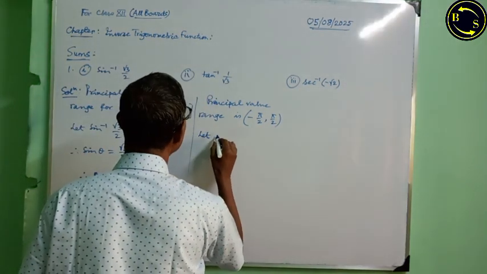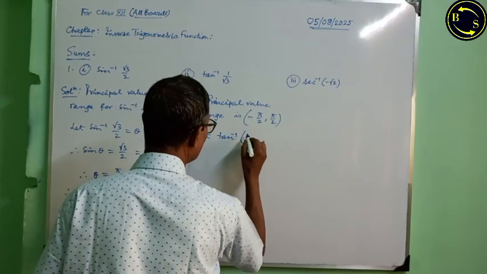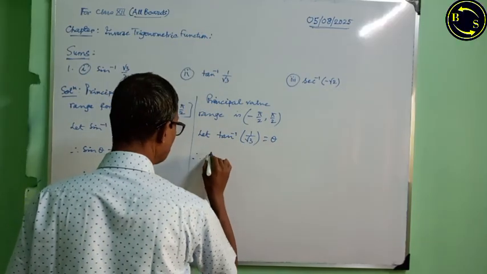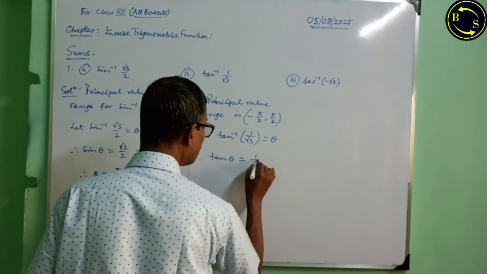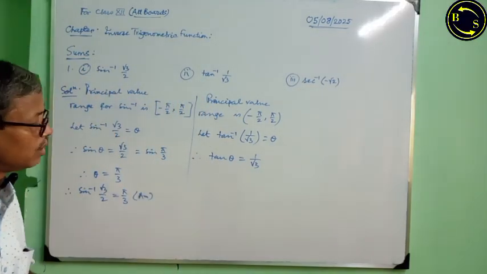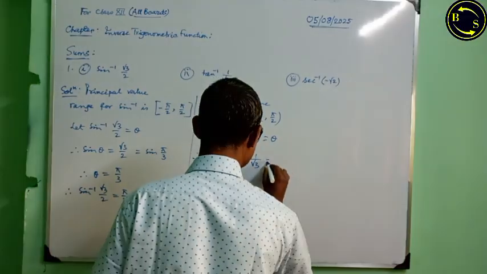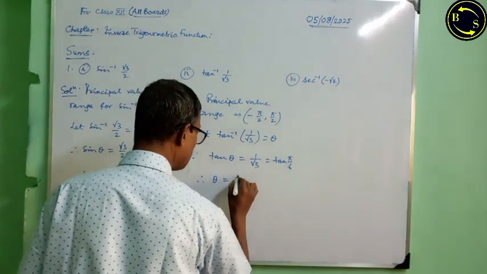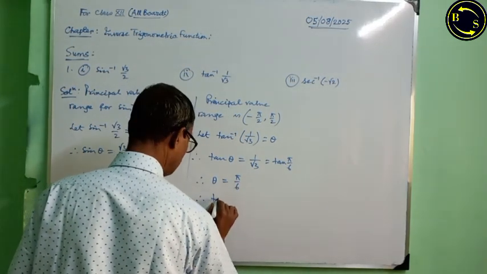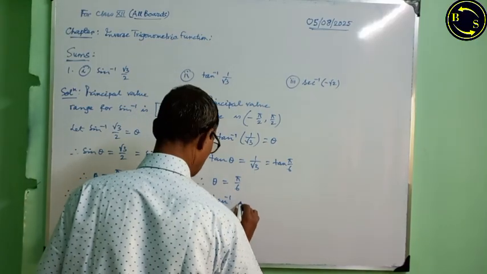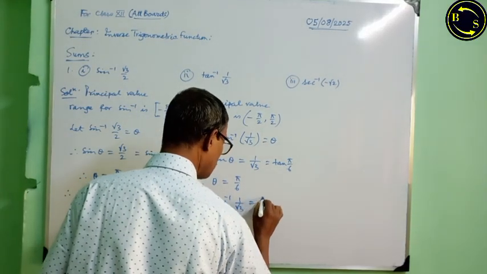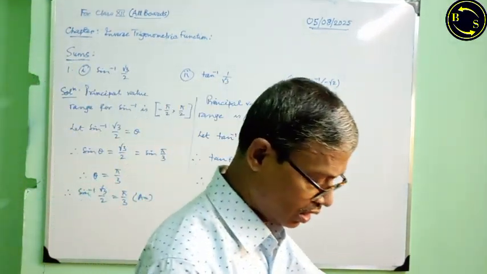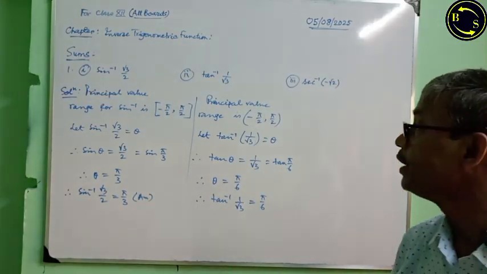Let tan inverse 1 by root 3 equal to theta. Therefore, tan theta equal to 1 by root 3. Already you know standard angle matter, that is tan pi by 6. Therefore, theta equal to pi by 6. Therefore, tan inverse 1 by root 3 equal to pi by 6. Already I have mentioned that if it is not mentioned, then you consider that we have to find the principal value.